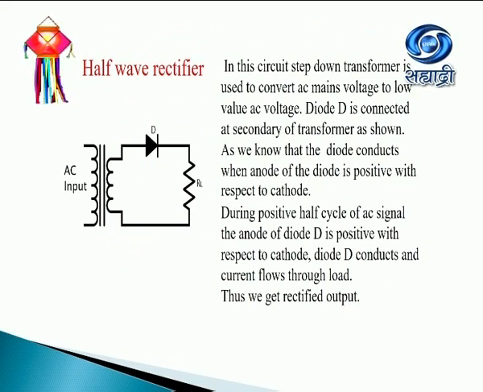Figure shows half-wave rectifier. In this circuit, step-down transformer is used to convert AC mains voltage to low value AC voltage. Diode D is connected at the secondary of transformer as shown. As we know that the diode conducts when anode of the diode is positive with respect to cathode. During positive half cycle of AC signal, the anode of diode D is positive with respect to cathode. Diode D conducts and current flows through load. Thus, we get rectified output.